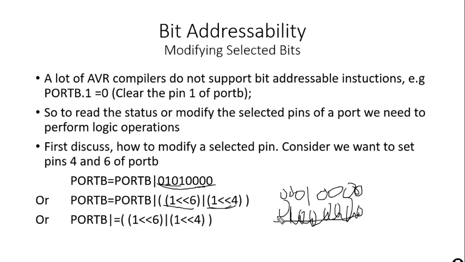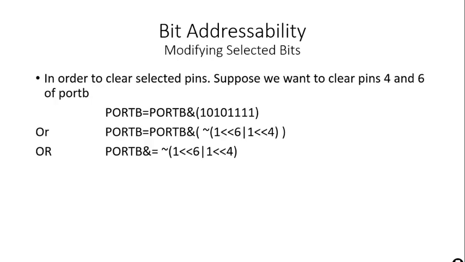So at the end you will get the same value, but it is a neater way and easier to understand. And finally, you are familiar with this notation, as you may have written i = i + 1 can be replaced by i += 1. The same way you can write PORTB |= .